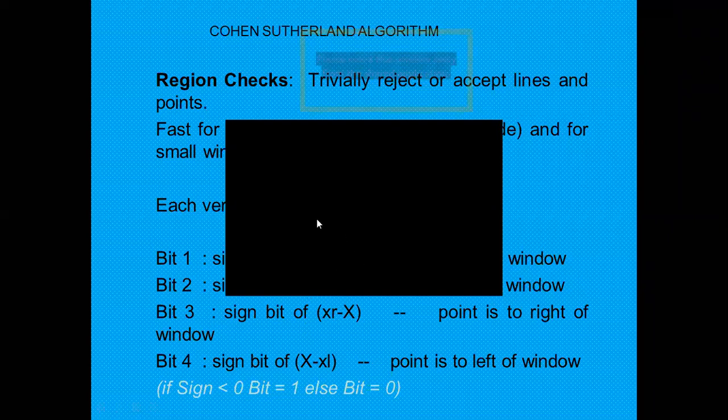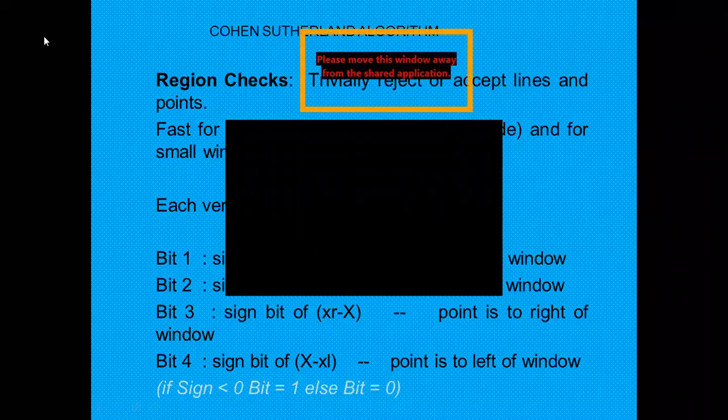Again, we will solve some problems over this. This is the theoretical portion, and we will also handle some numericals over this: how we will calculate the value of bit 1, bit 2, bit 3, and bit 4, how we will check the sign, and how we will indicate that the point is lying above the window, below the window, right of the window, or left of the window. First we will solve one or two numericals here, and then you can easily learn to handle such types of problems.